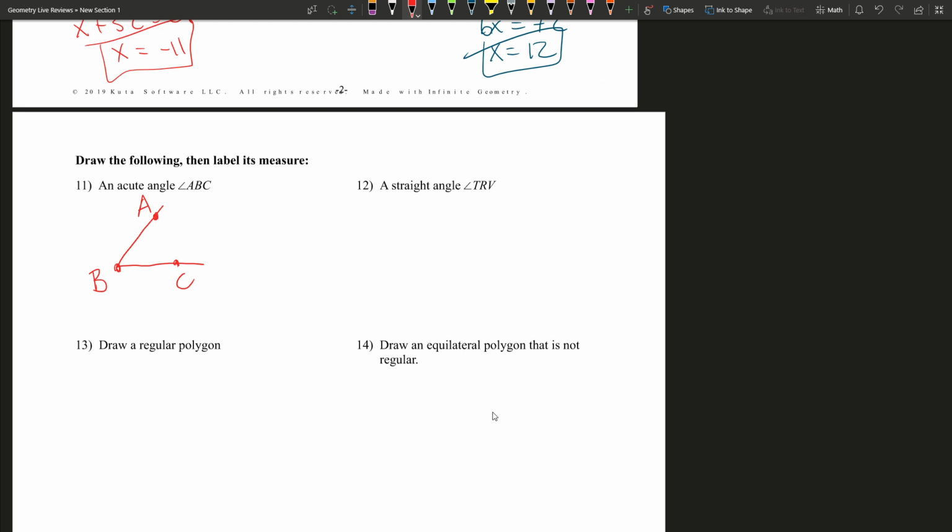A straight angle is just a straight line. R will be the vertex, so it'll be the center point. And then T and V will be on either side.